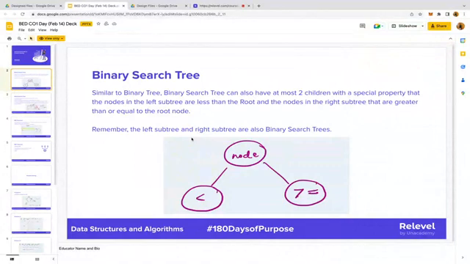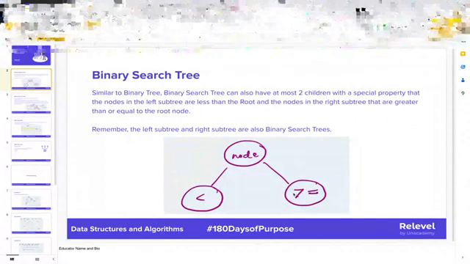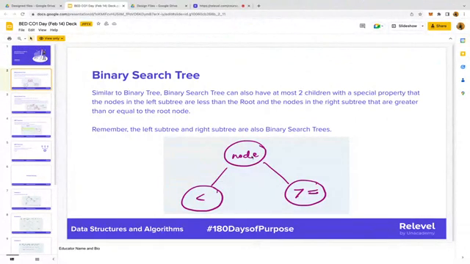One more special property: whatever node we are standing at right now, that node's value would be greater than the values in the left subtree, and lesser than the right side. All the elements on the right side of that node would be greater than or equal to it. So that's the property.